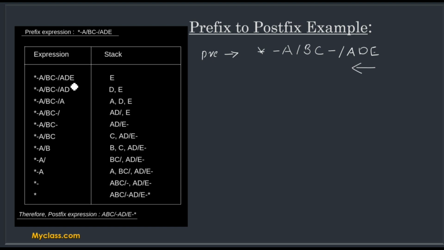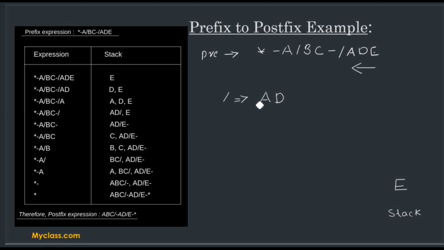So we are scanning E first. E is an operand, so we are pushing this into a stack. This is our stack. D is also an operand, so we are pushing D into the stack. The next is A. A is also an operand. We are pushing A onto the stack. Now there is an operator, the division operator. When an operator comes, we are popping 2 operands. We are popping first operand A, then popping operand 2, D. So we popped A and D.